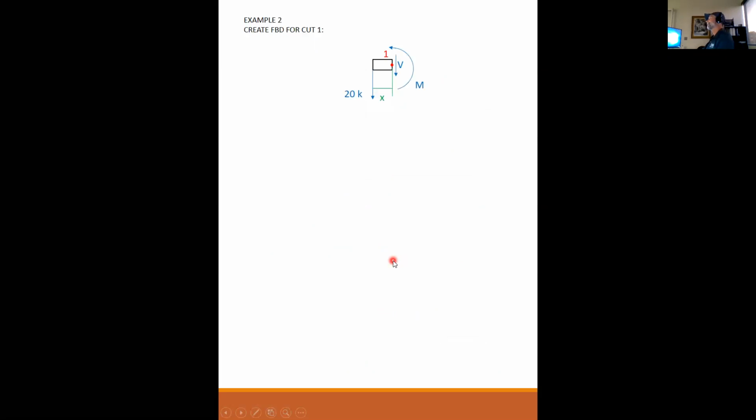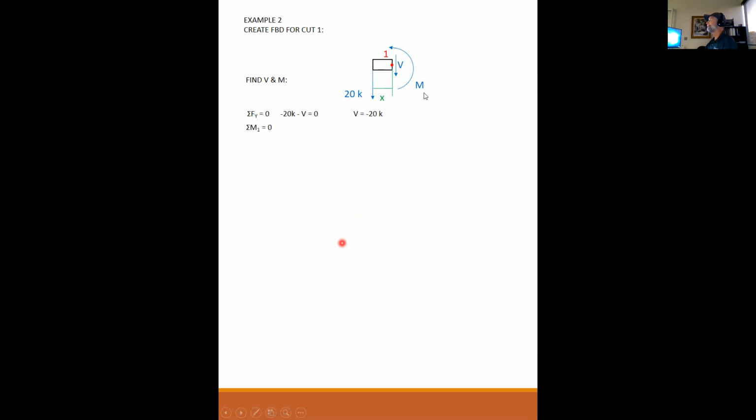So free body diagram for cut number 1. This is the cut that is to the left of the applied moment. I have my reaction on there drawn in the correct direction. I have my positive shear, my positive moment, and there's nothing else on this. The distance from the reaction to the cut is my unknown x. Find the shear and moment. So if I sum the forces in the y equal to 0, I have minus 20 minus V equals 0. So my shear is equal to minus 20 kips. It's actually a negative shear, which is fine.